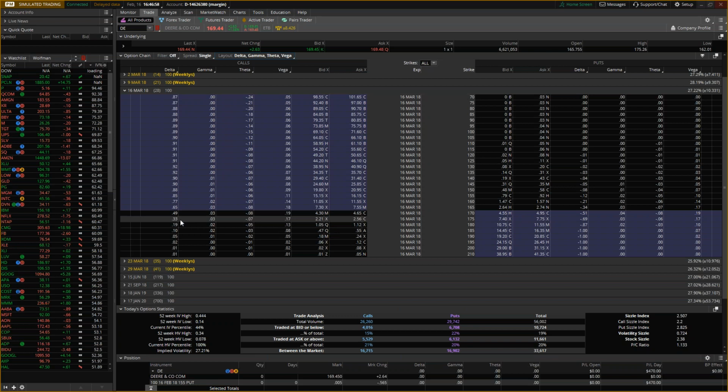Second dollar move up, so it goes to 171.44. Gamma adds in there. So that second dollar move, first dollar move, this goes up by 33 cents. Second dollar move up, it goes up by 36 cents. Okay.